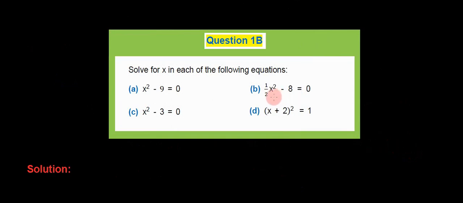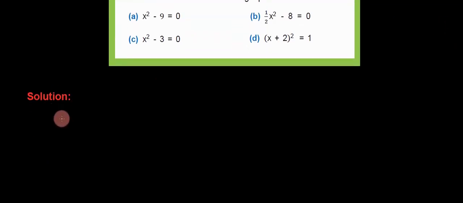B is slightly more complex. Firstly, we don't have a difference of squares. A half is not a perfect square, even though x squared is, and 8 is not a perfect square. However, we should always try and get rid of fractions in an equation. So let's see what happens when we do that.